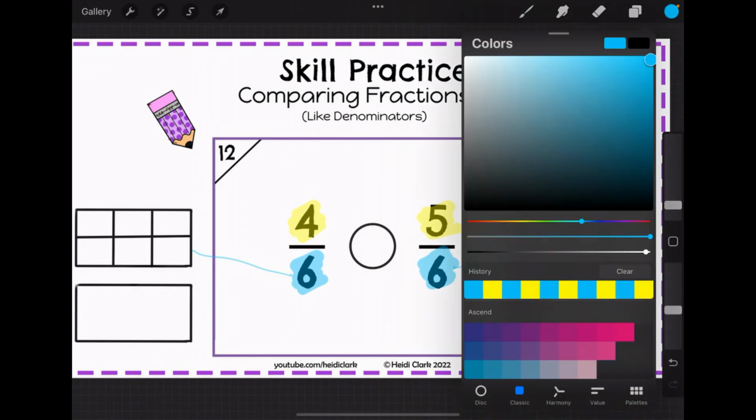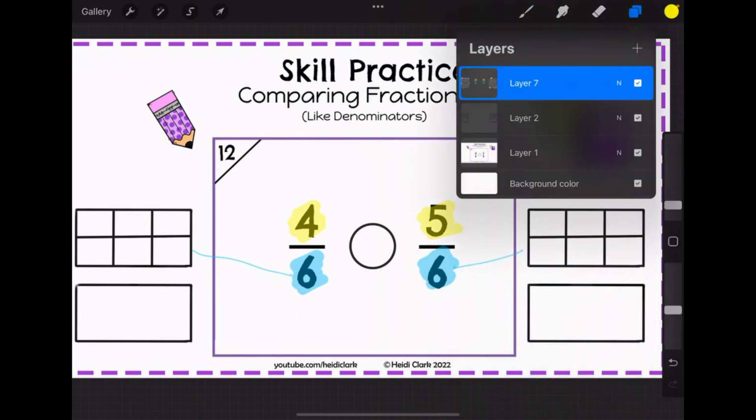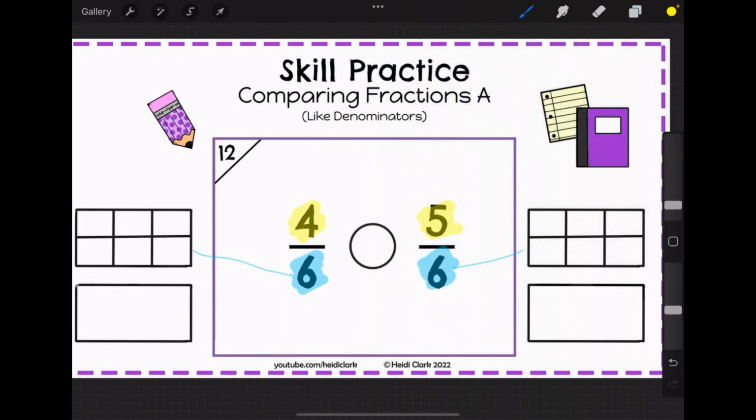So go back to that numerator, and we're going to fill in our fraction. On the left, you're getting 4 pieces. 1, 2, 3, and 4. On the right, you're getting 1, 2, 3, 4, and 5. So you can see that one of those is more than the other.